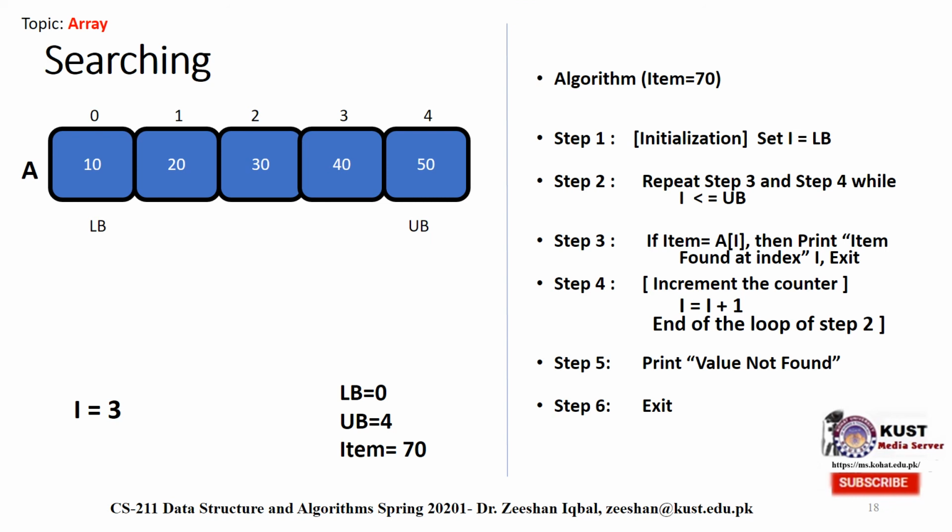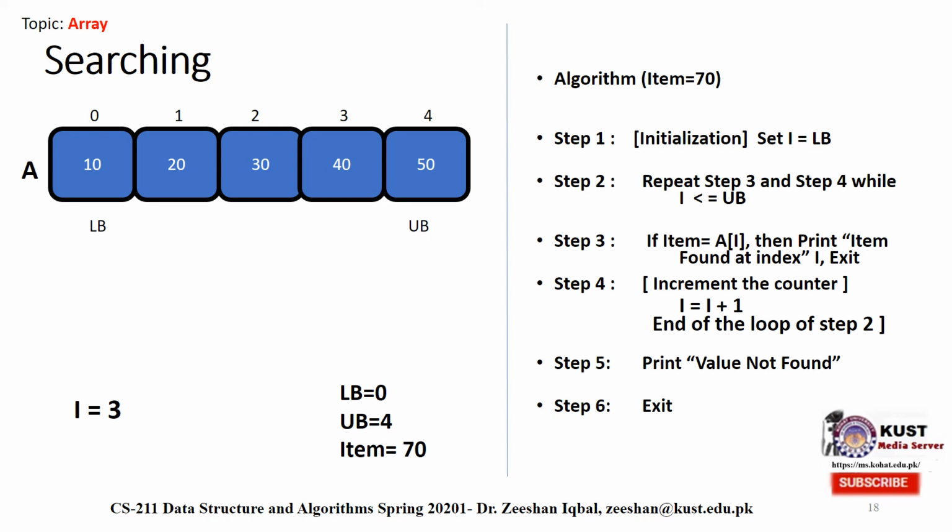Again we will move towards step 2, where the I value will be checked again in the while loop. 3 is less than or equal to 4, which is true. So we have to repeat steps 3 and 4 again. In step 3, 70 is equal to 40, which is false. So the control will move towards step 4, and here again the I value will be incremented by 1. So the new I value will be 4.